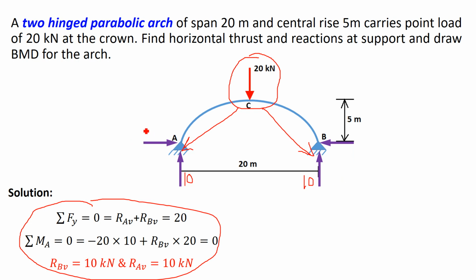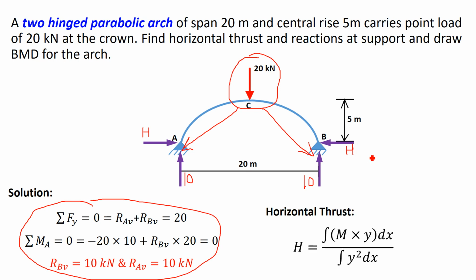Now we need to find the horizontal reaction, which is called the horizontal thrust. There is a formula to calculate the horizontal thrust: H equals integration of M into y divided by integration of y square, integration with respect to x for both terms. What is M? M is the equation of moment at any point on the arch. And y is the vertical distance of any point on the arch.